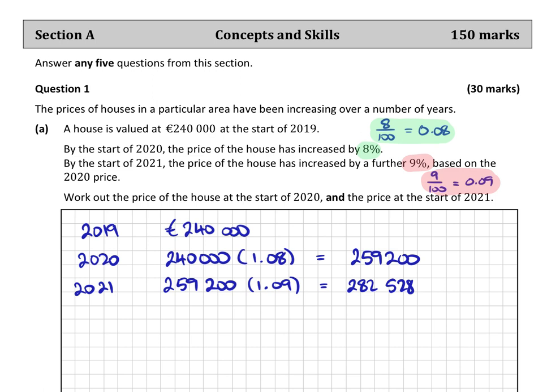Going into 2021, we've got our full amount, which is 259,200. But again, we're going to increase this by 9%, which worked out to be 0.09. So we've got the full amount, which is 1, plus 0.09. That gives us 1.09. And if we multiply 259,200 by 1.09, we get our answer there, which is 282,528.